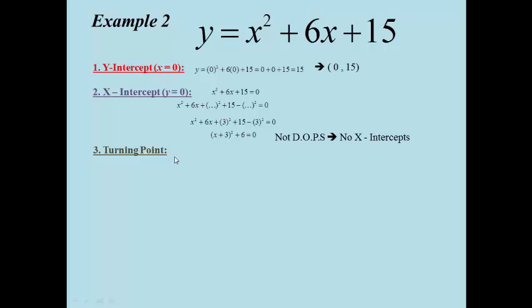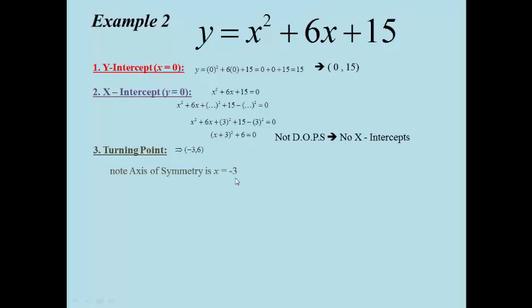The turning point, we can determine from this step here. When we've completed the square, it's in the turning point form. That's the whole reason for learning the completing the square technique, to be able to write a parabola in the turning point form. We then look inside the bracket, we do the opposite, so it'd be (-3, 6) would be the turning point.